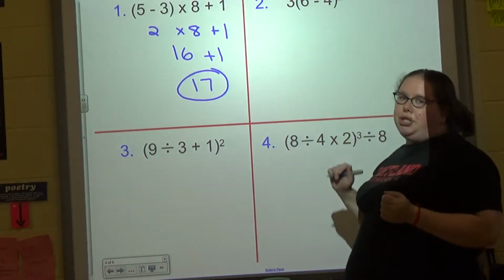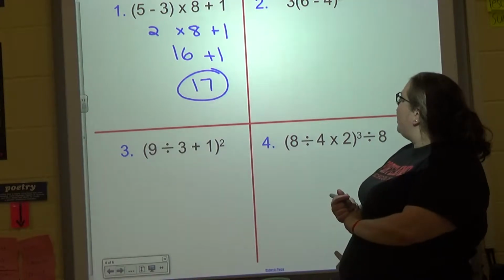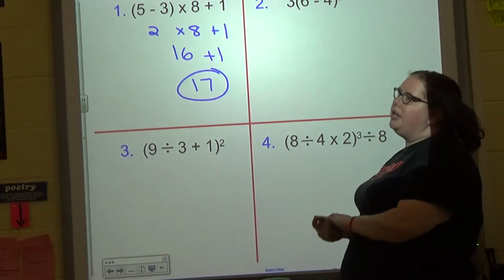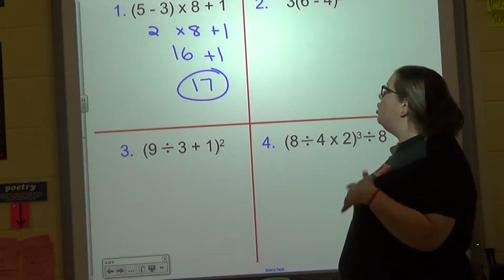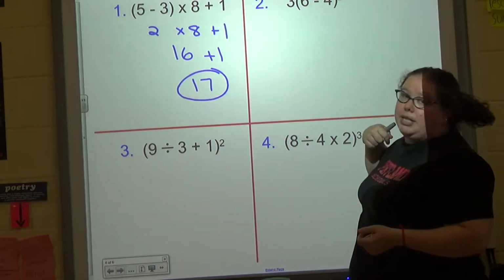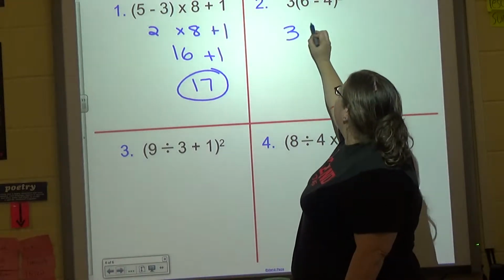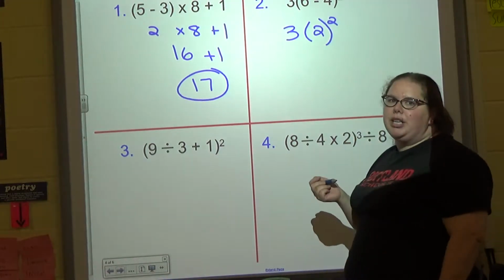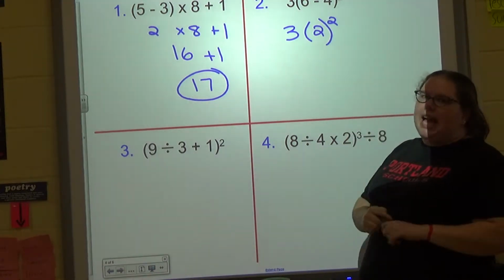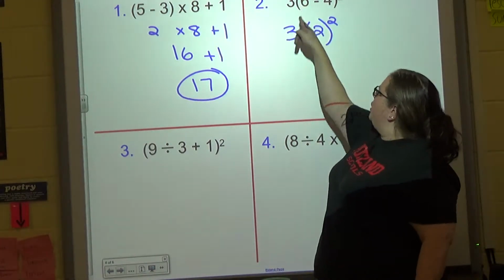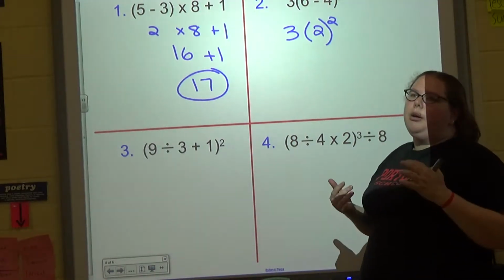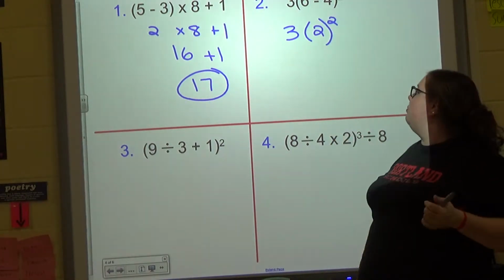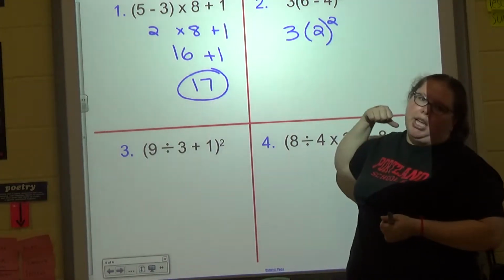When you pause the video, try number 2 on your own. Alright, so we have 3 times 6 minus 4 squared. So again, think in your head the steps. Step 1, parentheses. Do we have parentheses? We do. 6 minus 4. So 3 times 6 minus 4 is 2 squared. Now notice I kept the parentheses. The reason I did that is, what's the 3 doing with the parentheses? It's multiplying. Parentheses don't always mean simplify the inside. Sometimes it means multiply. So I left it to show that these two are multiplying.